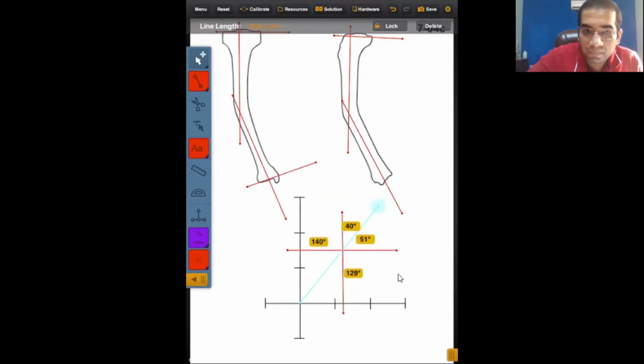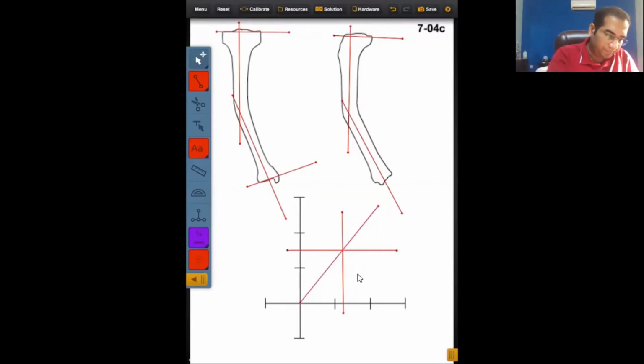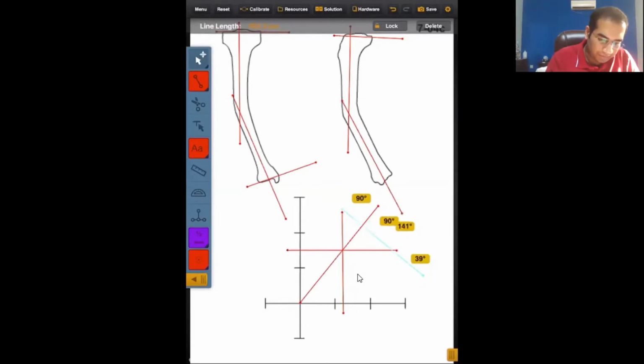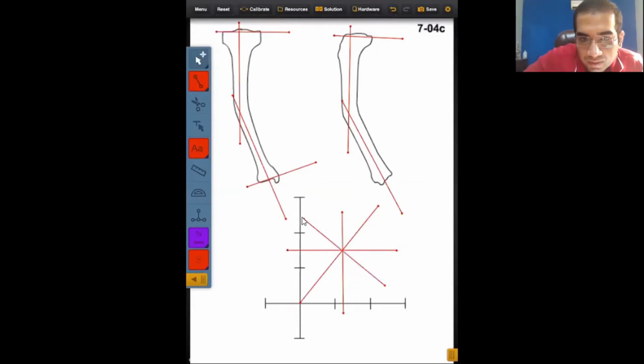Okay, and when I draw a line which is exactly perpendicular to this line, that line is the angulation correction axis. My deformity will correct along this axis.